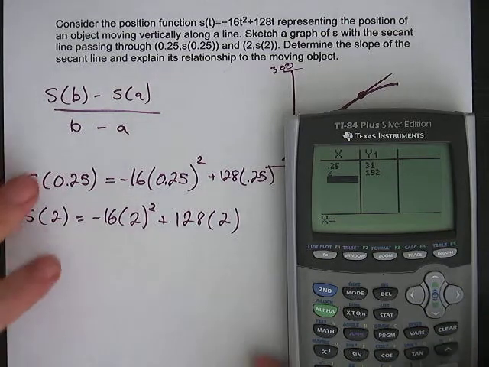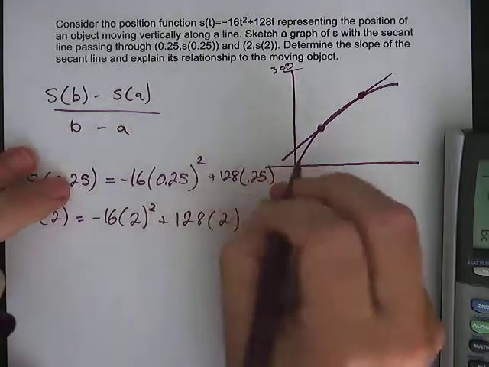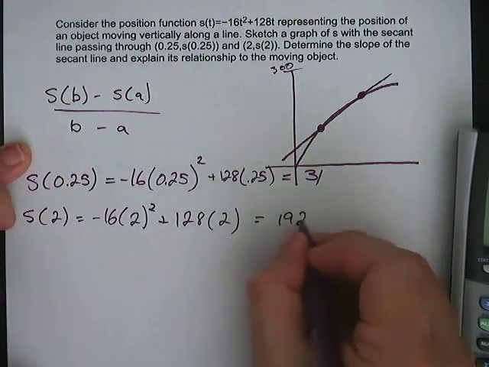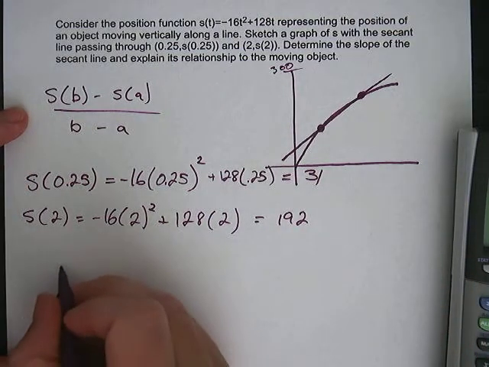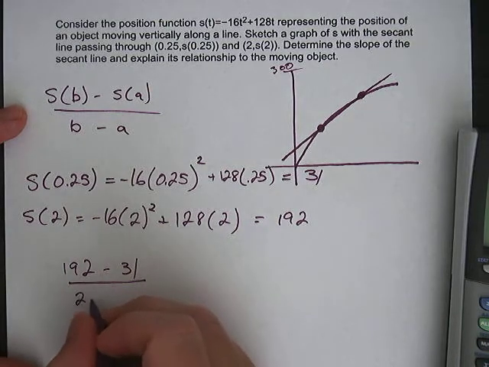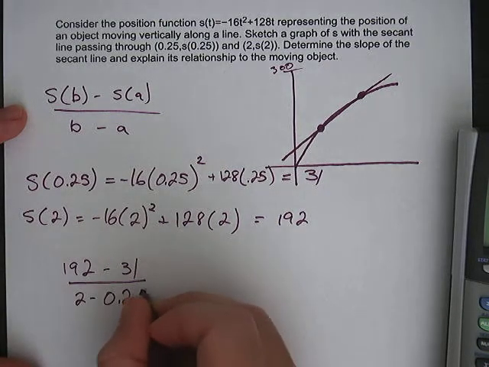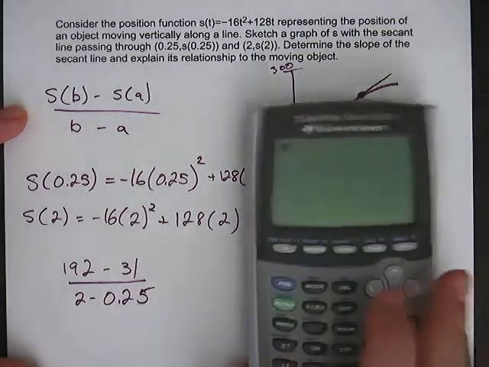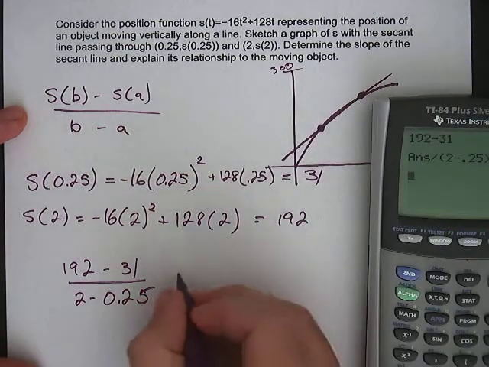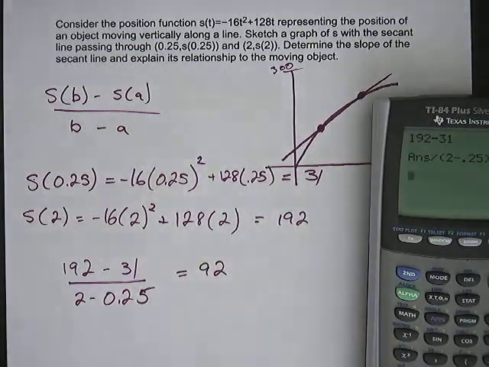Okay, so this first one is equal to 31, and this is equal to 192. So the secant line slope is going to be 192 minus 31 over 2 minus 0.25. We can use our calculator for that as well. 192 minus 31 divided by 2 minus 0.25, and we get 92. All right, 92 is the slope of the secant line.